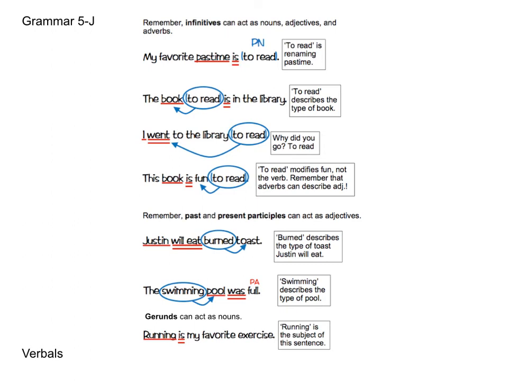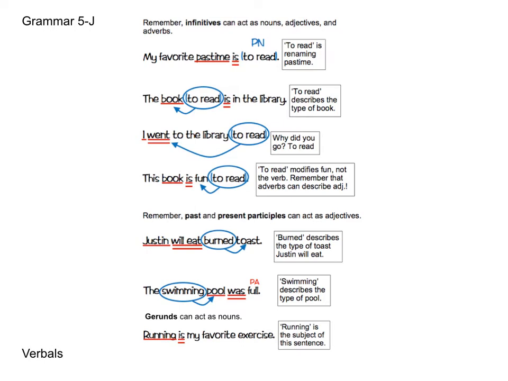We have about 4 different types. We have infinitives, past participles, present participles, and gerunds. So let's just run through this list. Each of these are examples you've seen in previous booklets and videos. First one is infinitives. Remember, infinitives can act as nouns, adjectives, and adverbs.